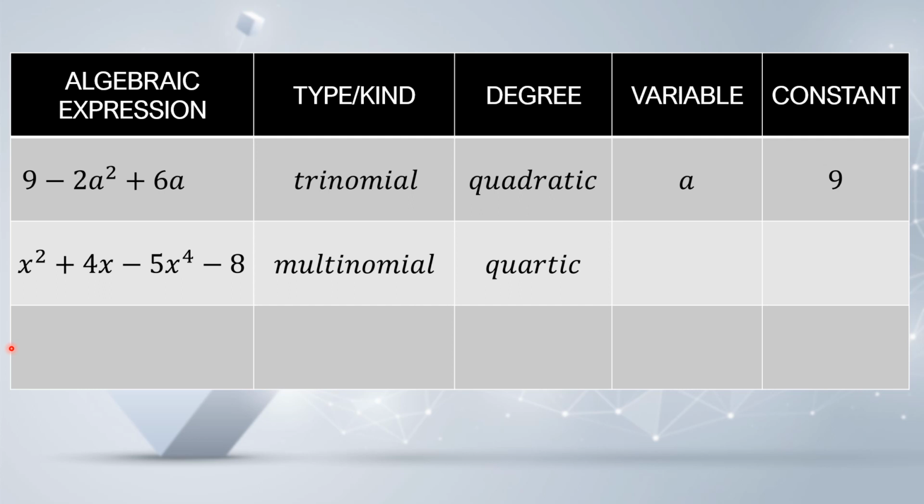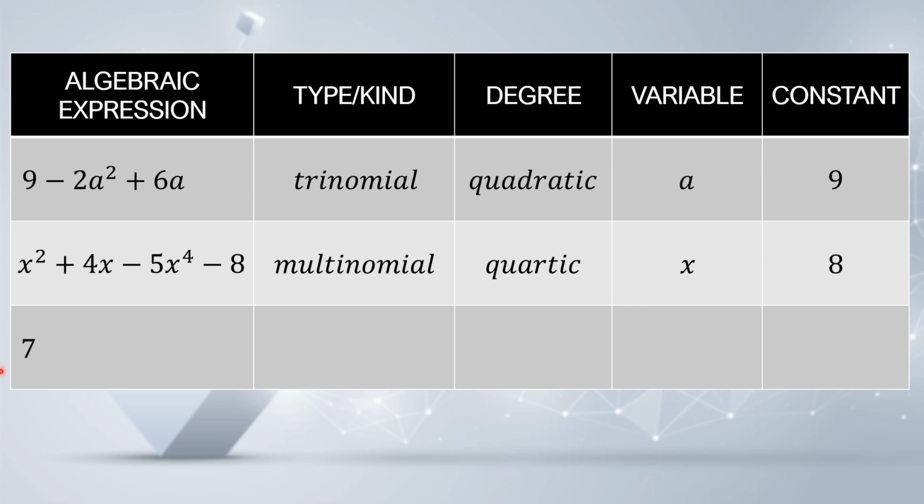Next, the given variable is x, and the constant is 8. Bakit hindi natin nilagay yung negative sign sa tabi ng constant na 8? Ito ay dahil ang negative sign na ito ay subtraction symbol. Hindi siya sign ng 8.